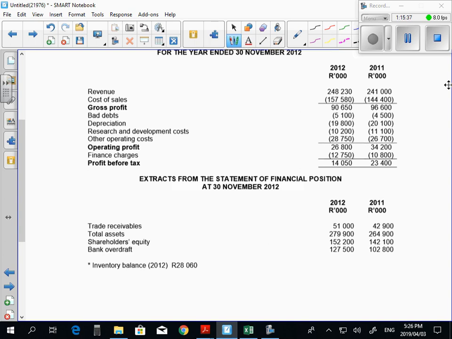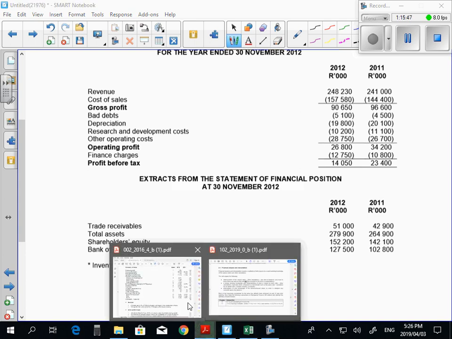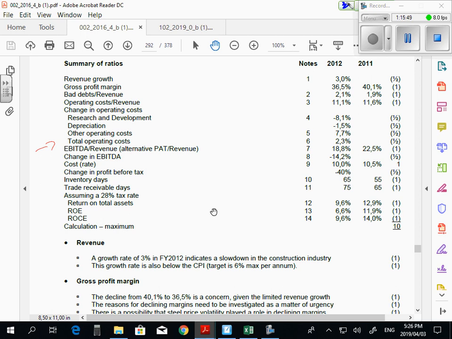Okay. You happy with this? Do you understand what to do with EBITDA now? Does that make sense? There's always that link through to cash flow. Come back here. Okay. Cost of interest, 10%, 10.5%.